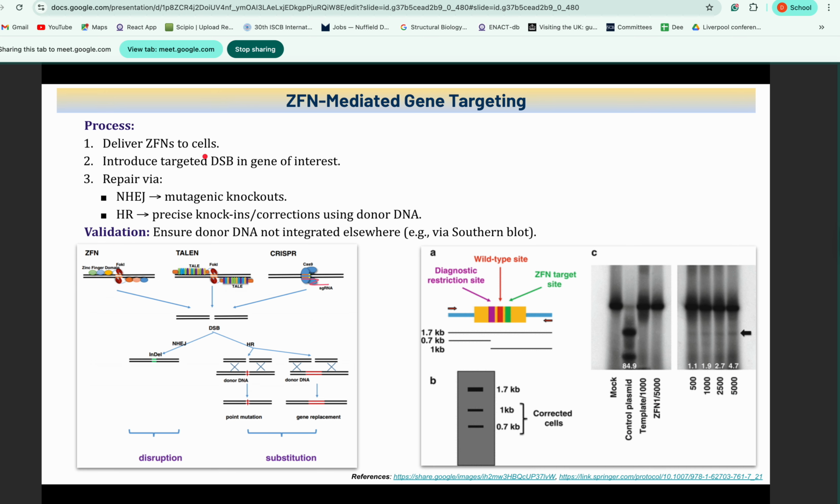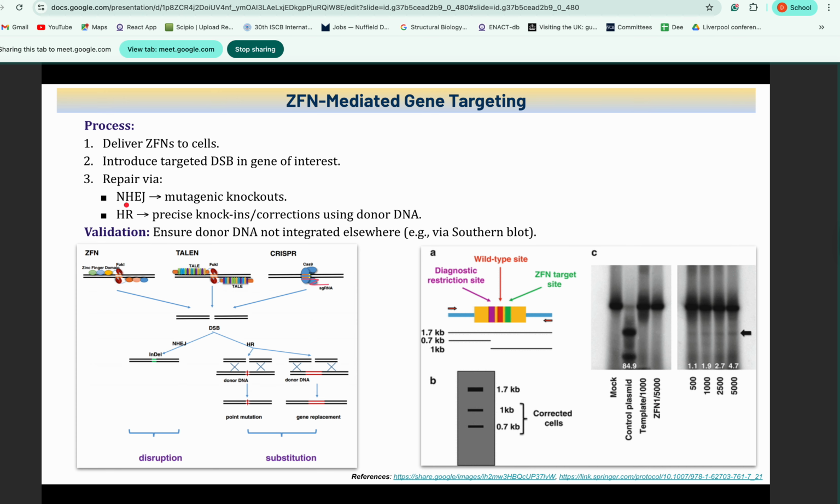So we can deliver zinc finger nuclease into the cells. In the cells, we have the chromosome, we have the DNA. We have designed the zinc finger nuclease in such a way that it binds to a specific region in the DNA. So it will introduce a targeted double strand break in our gene of interest. For this, we must know the gene of interest where we want to make the double strand break. Now repair by NHEJ and HR. NHEJ gives mutagenic knockouts.